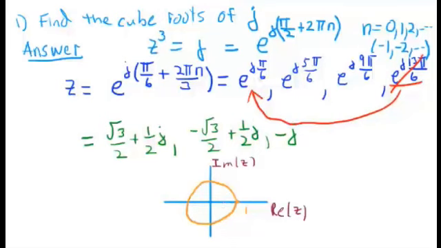E to the j pi over 6 is at an angle pi over 6. It looks about like that. I'll plot it right there on the unit circle. E to the j 5 pi over 6 is the same thing, but it's pi over 6 above the negative x-axis. And e to the j 3 pi over 2 or minus j, either way I can say it, I get a number down here. Notice that the angle between each of the roots is 2 pi over 3. That's not surprising. We kept adding multiples of 2 pi over 3 to our base angle of pi over 6.